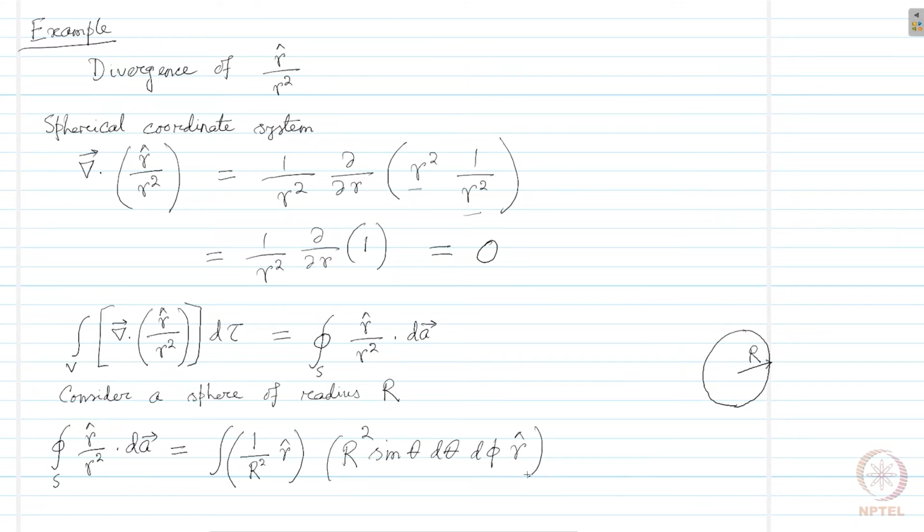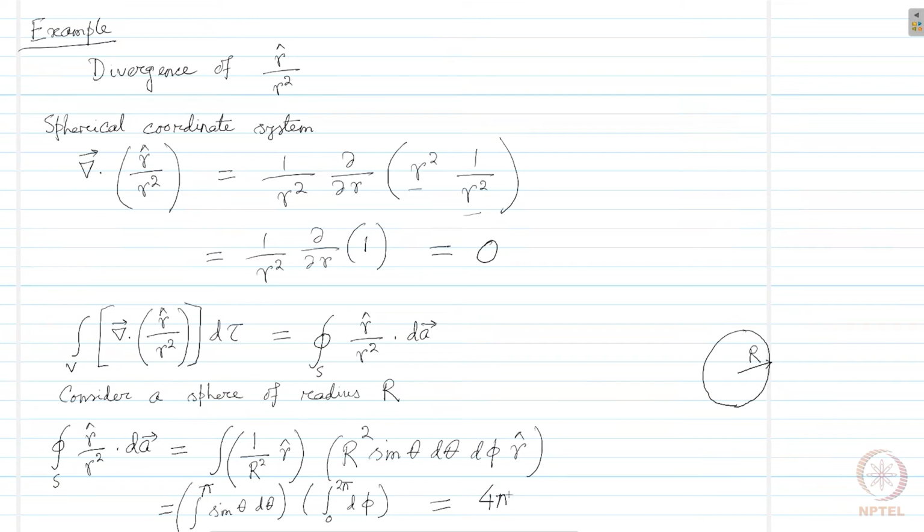This is the integral that we are supposed to perform over appropriate ranges of r and over appropriate ranges of theta and phi. R is a constant, that is capital R. So we will have the integration over theta ranging from 0 to pi of sin theta d theta multiplied with the integral over phi from 0 to 2 pi d phi, and that gives us 4 pi.